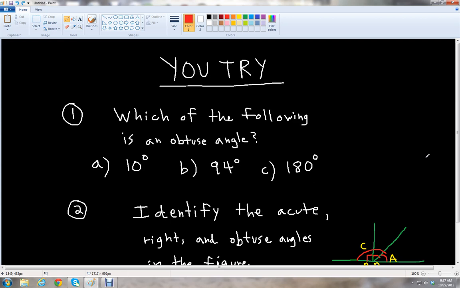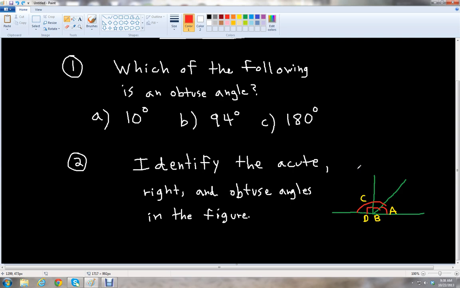Now here are some problems that you can try on your own. You have two problems. The first problem is multiple choice. It says which of the following is an obtuse angle? A, 10 degrees, B, 94 degrees, or C, 180 degrees. Which of the following is an obtuse angle? And then for the second problem, it says to identify the acute, right, and obtuse angles in the figure over here to the side.